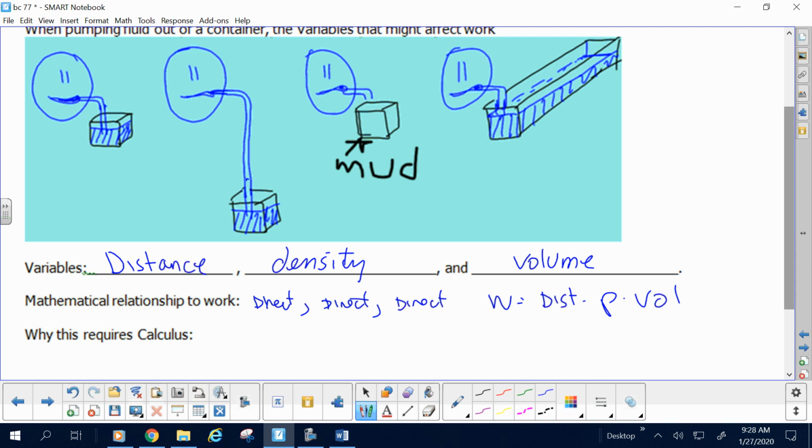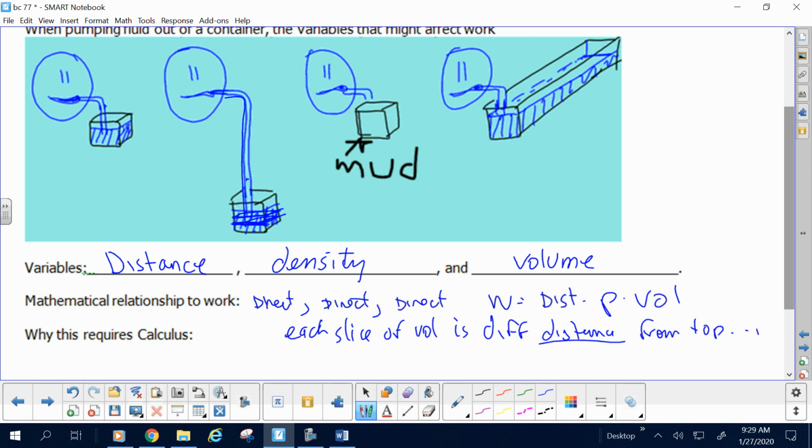Why calculus? Because the volume of each of these slices is the same, you could find the change in work. Just think distance. How far does this slice need to be moved versus this slice? Do they need to be moved the same distance to get to the top? No. So they all have different distances. Each slice of volume is a different distance from the top. And that's why it requires calculus.